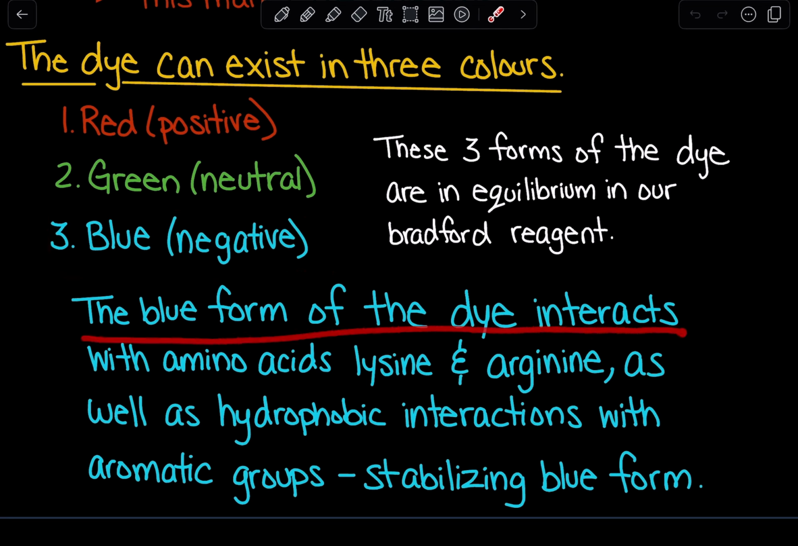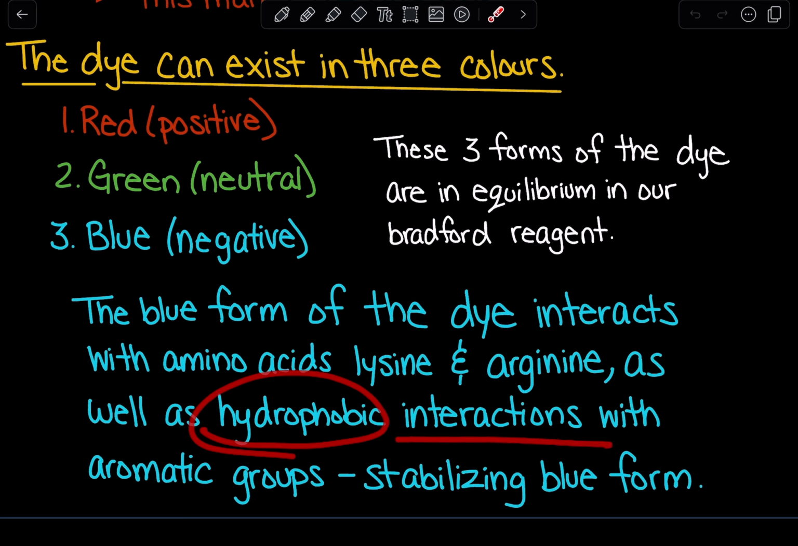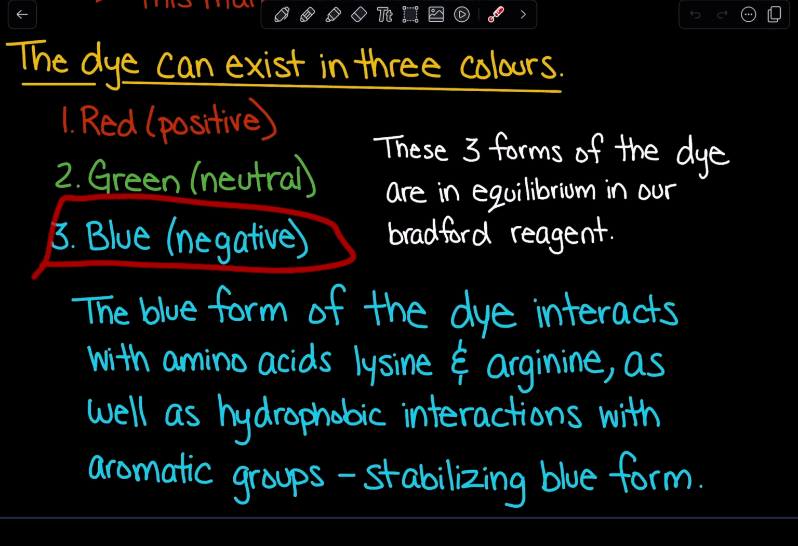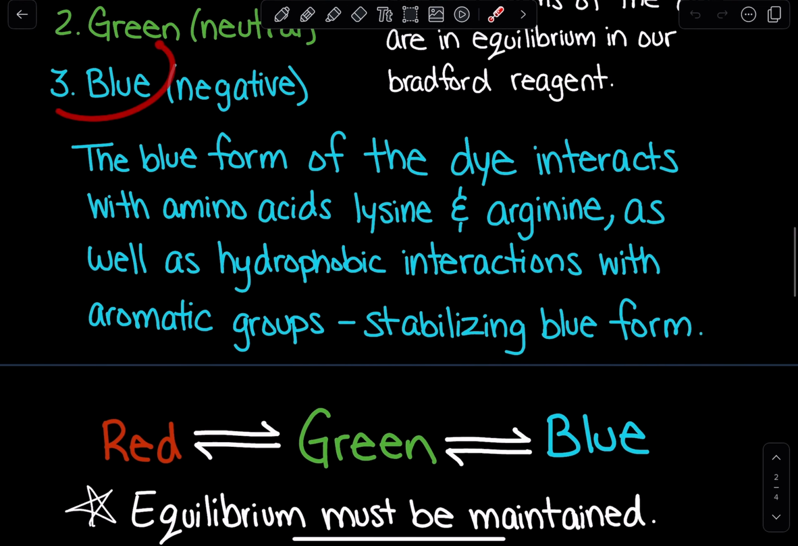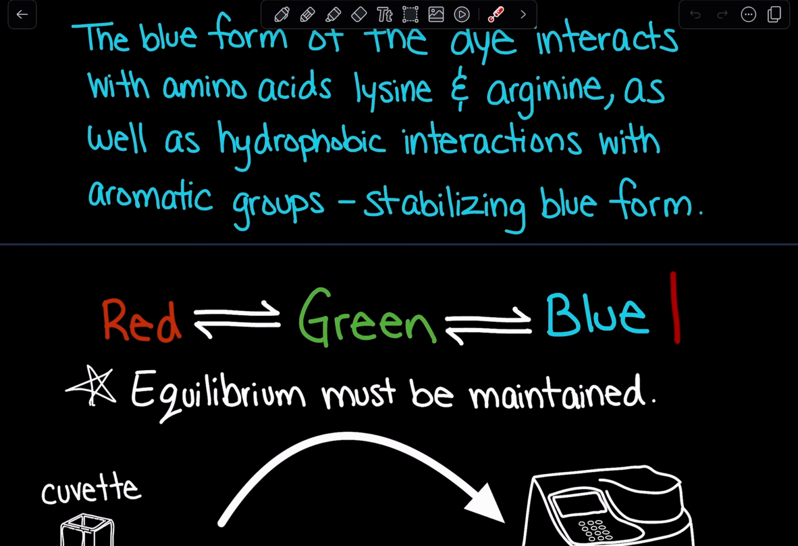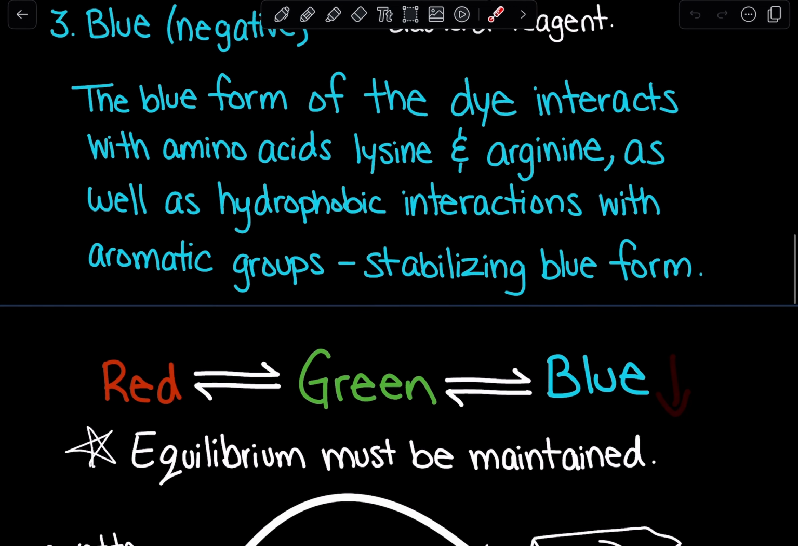So the blue form of the dye interacts with amino acids, specifically it interacts with lysine and arginine, and then it also interacts with hydrophobic interactions with aromatic groups. Now, the interaction of the blue form of the dye with the amino acids stabilizes the blue form. Now, what's really important to understand is that if the blue form is going on to interact with the protein, we are going to have a reduced amount of free blue dye. So free floating blue dye, it's going to reduce because it is interacting with the protein.